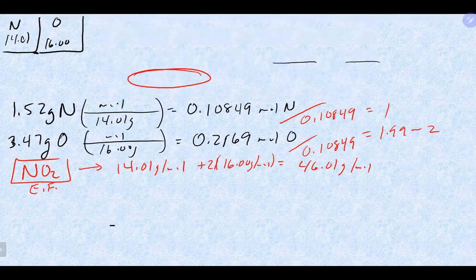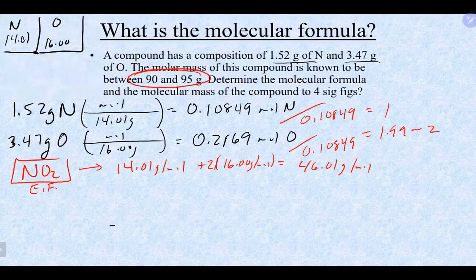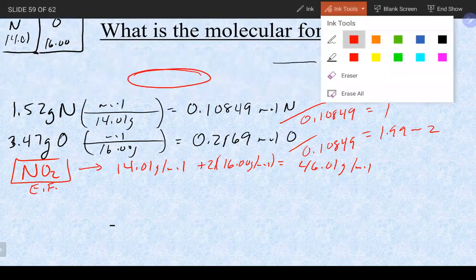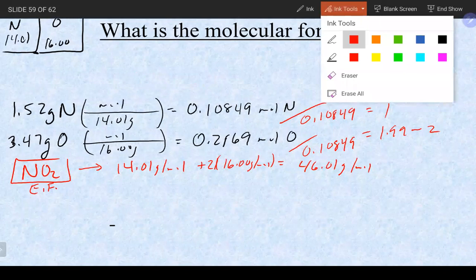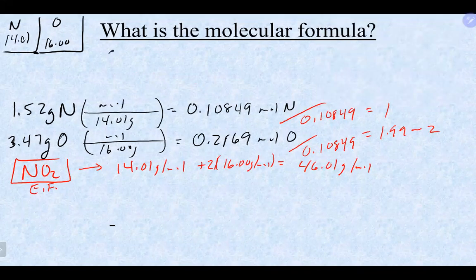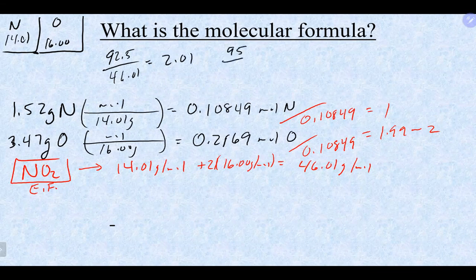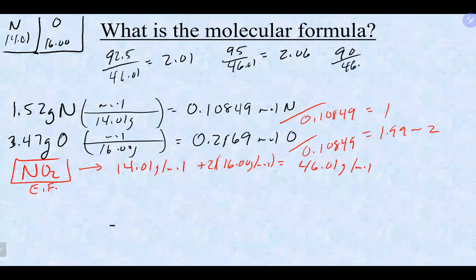We could go with 92.5. So if we took the middle at 92.5 and divided it by 46.01, it gets you about 2.01. If we went on the high range, which was 95, and divided it by 46.01, you would get like 2.06. And if we went on the low range there, 90 divided by 46.01.